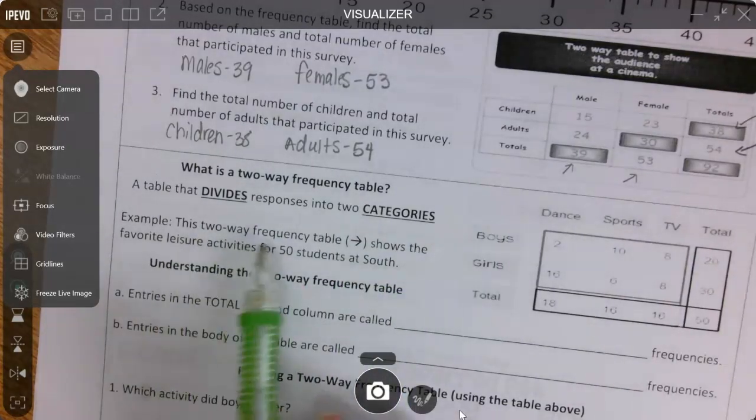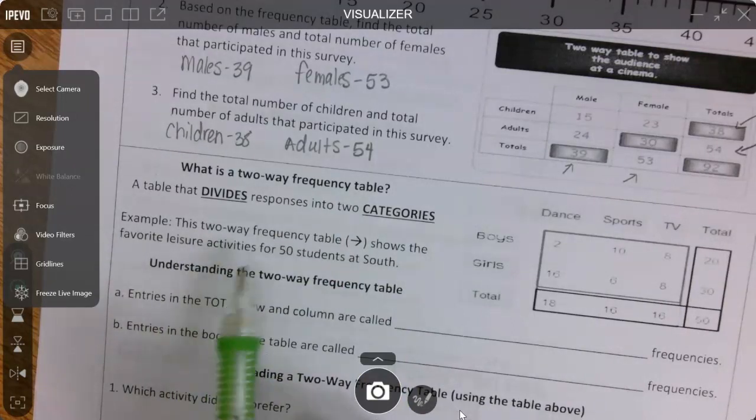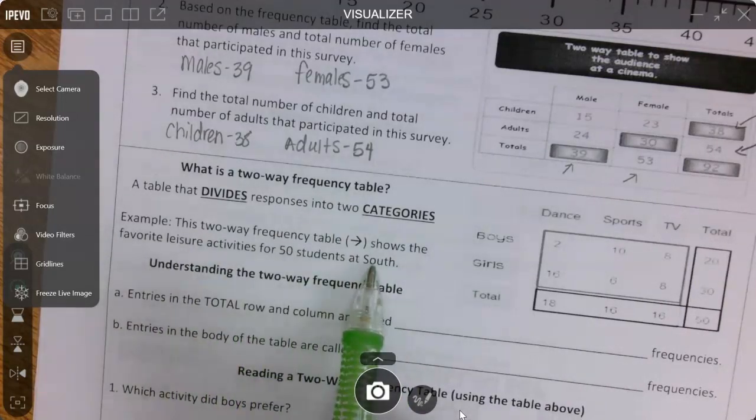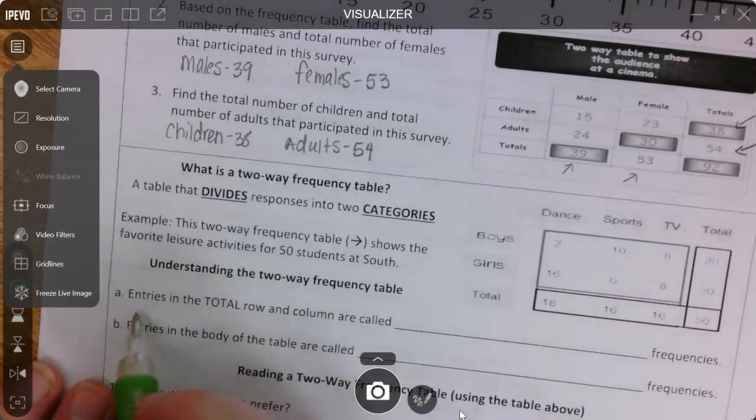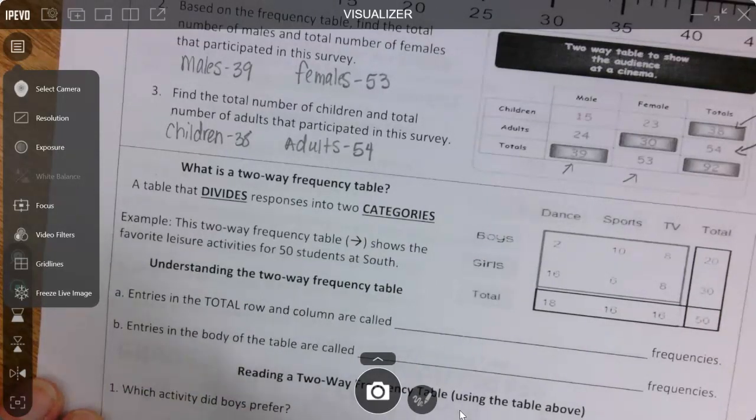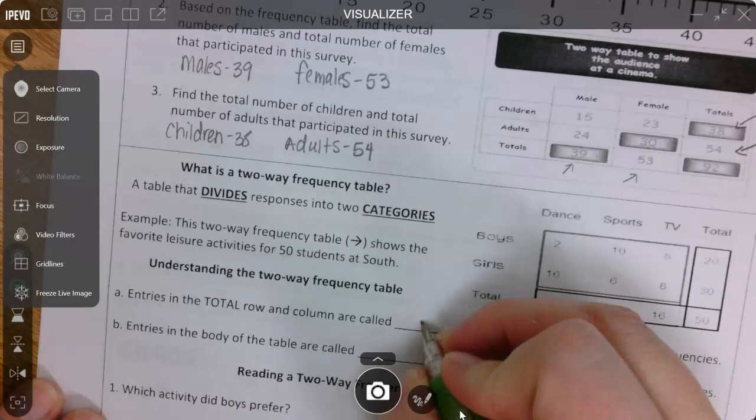Example, this two-way frequency table shows the favorite leisure activities for 50 students at South. This is like a high school. Okay, so part A says entries in the total row and column are called marginal frequencies.